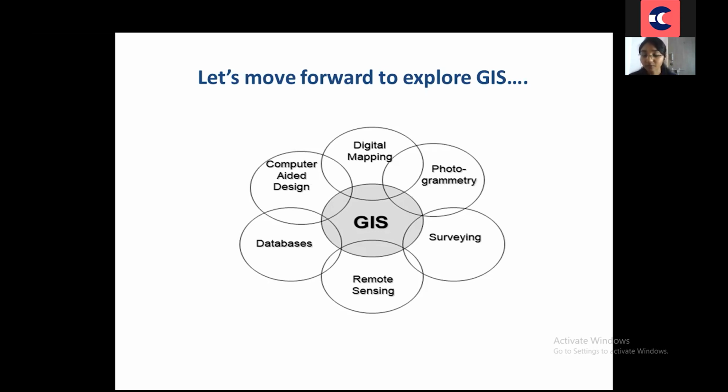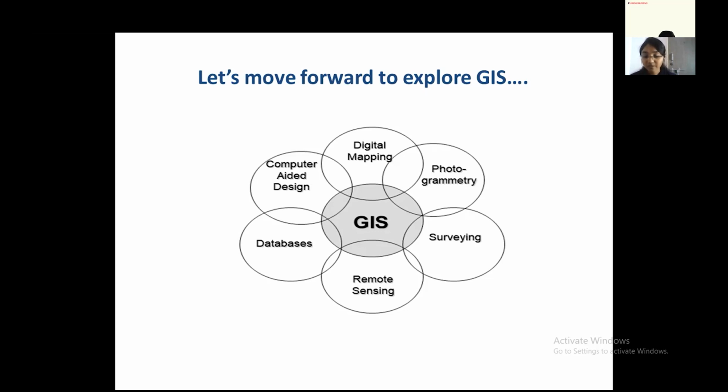Then photogrammetry. Photogrammetry simply means that it basically uses photographs. Photographs can be of any kind. It can be an aerial image, it can be a drawn photograph. And with the photograph, when we combine particular data of that feature, then we can use it for GIS analysis. So photogrammetry means capturing data using photographs.